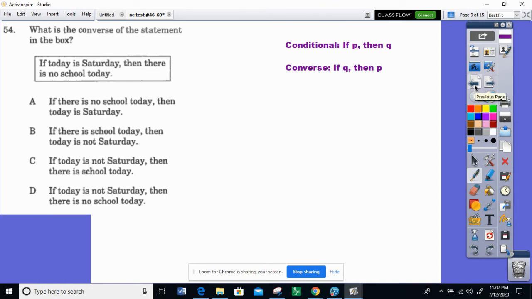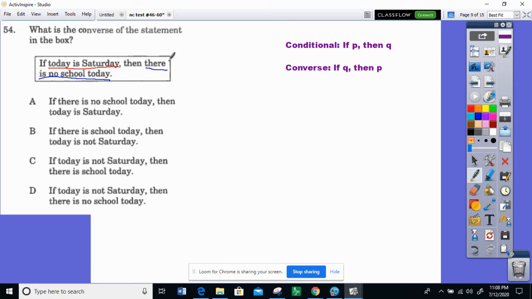Number 54 says, what is the converse of the statement in the box? If today is Saturday, then there is no school today. Well, if a conditional statement is in the form if P then Q, where P is the hypothesis and Q is the conclusion, then the converse is written in the form if Q then P. We basically switch the order of the hypothesis and the conclusion. So if it starts out saying if today is Saturday, we want that to go at the end. And if it ends by saying there is no school today, then we want that at the beginning.